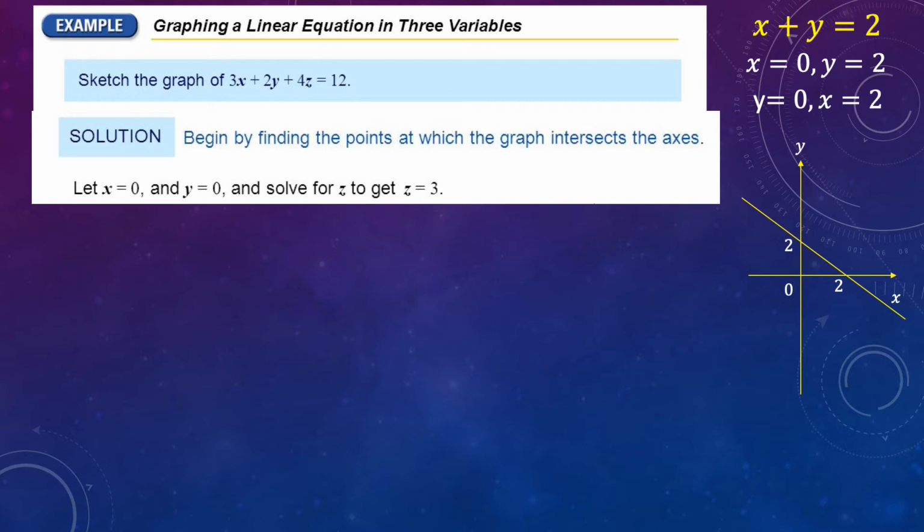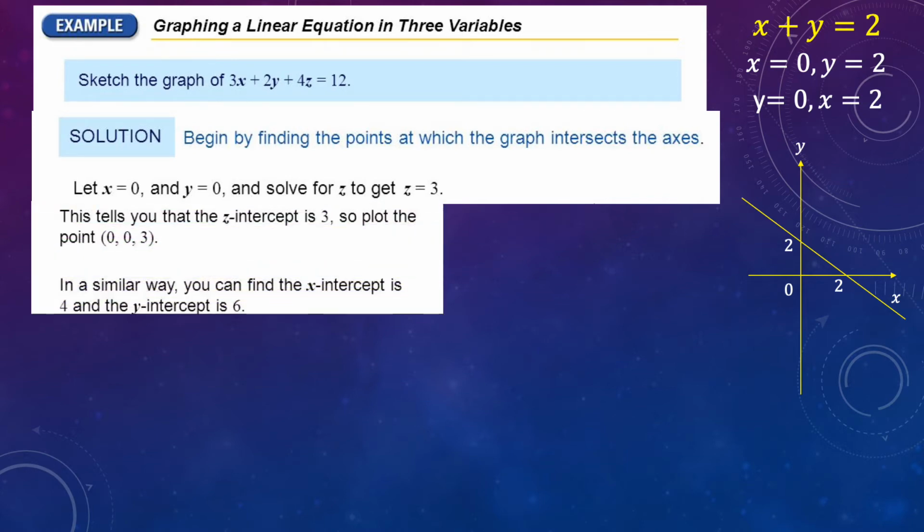Then I can go to find the x-intercept. For the x-intercept, I have to cover up y and z. I cover up these two, then you get 3x equals 12, so x equals 4. And then I want to find the y-intercept. I cover up the x and the z, so I get 2y equals 12. Then you have y equal to 6. So you get x-intercept 4, y-intercept 6.